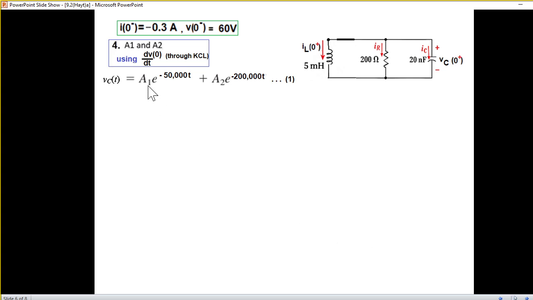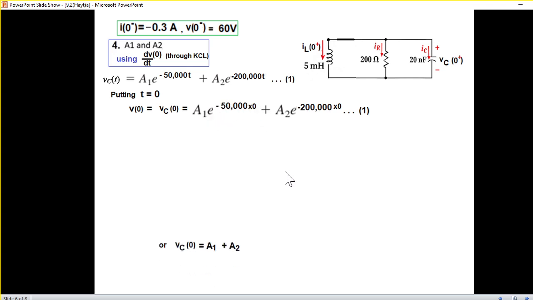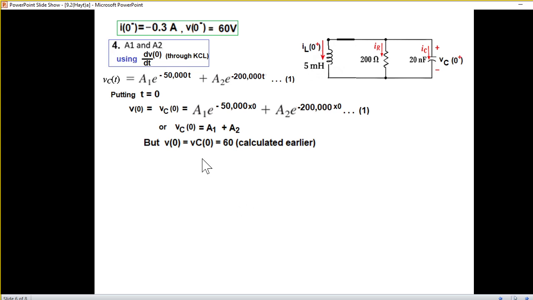Okay, so we have found this, and now we need to find A1 and A2 from this relation that we found out. And to find this, we have to also use dV/dt. So we'll see that. First of all, we put t equal to 0 in this equation. So this term will become 0, so e raised to the power 0 will be 1. That is only A1, A2 and VC0. VC0 we have already calculated. This one is VC0 plus, this is 60, and therefore from this equation we get our equation number 2, that A1 plus A2 is equal to 60.